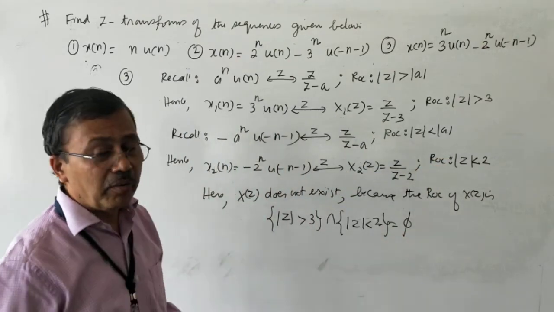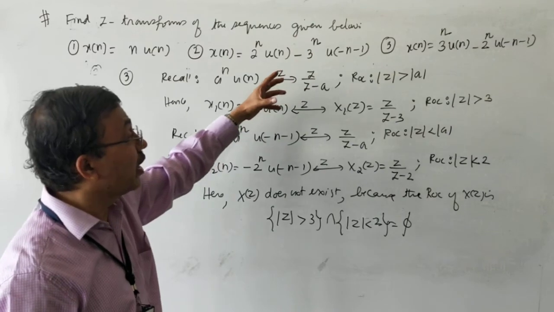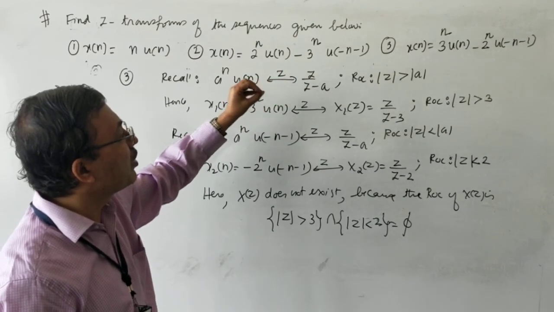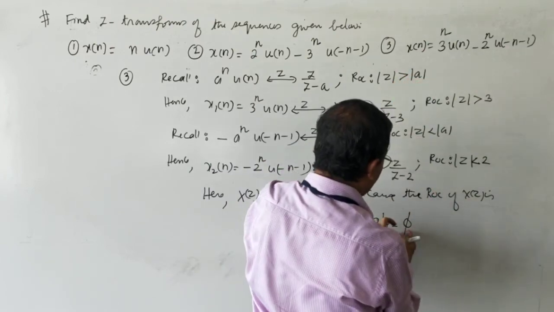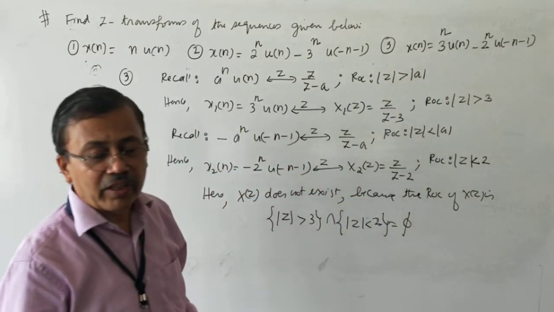So please don't get the impression that for all sequences the z transform exists. This problem makes it very clear. When the two ROCs are intersected, if you get a null set, nothing, then the z transform does not exist.